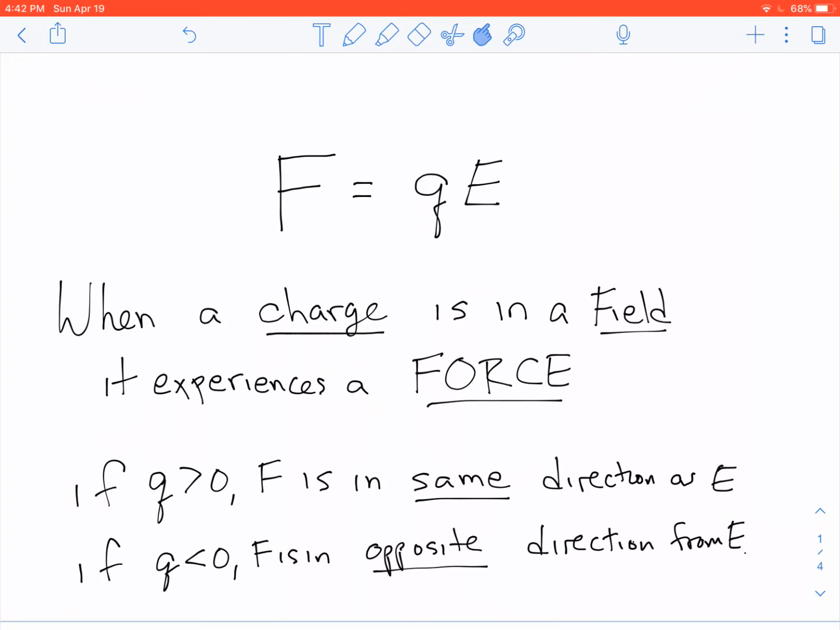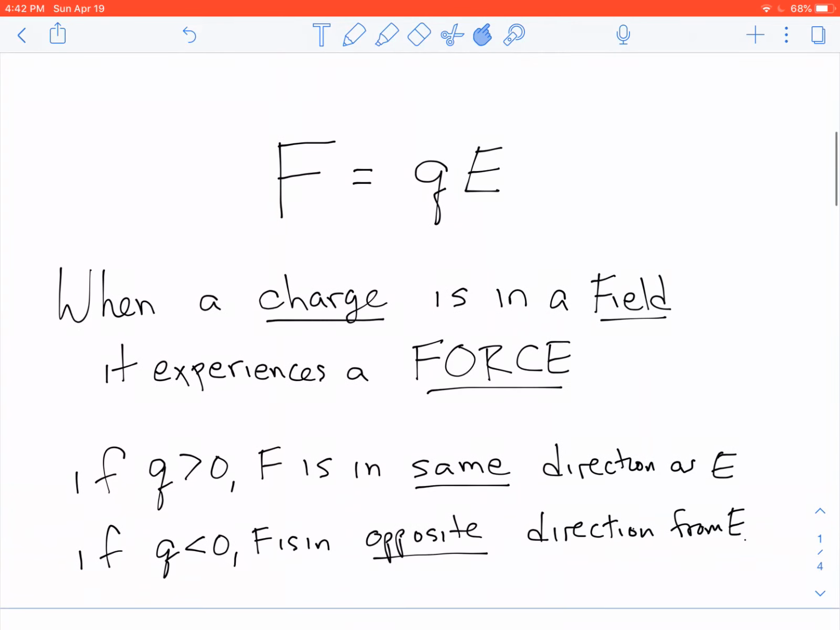When the charge is positive, that tells us that the directions of the force and the electric field are the same. When the charge is negative, that tells us that the force and the electric field are in opposite directions. By opposite directions, I mean if one of them is up, then the other one is down. If one's left, the other's right. One's east, the other's west, etc.